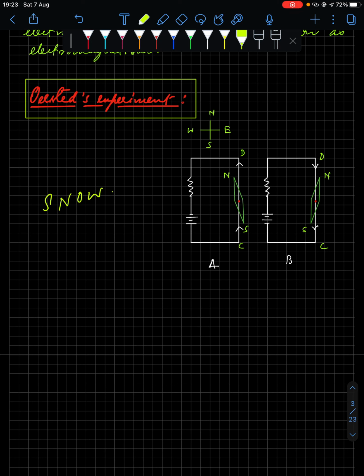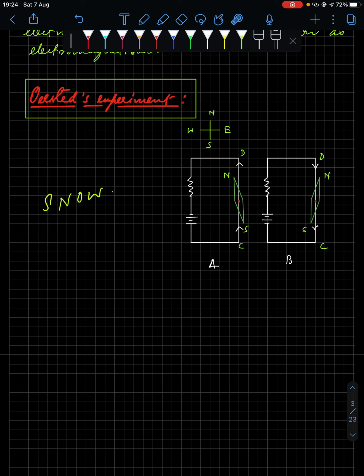All right. Now you have a rule called Snow's rule to remember this direction of deflection. Say current passes from south to north. Here it is passing from south to north, right? C to D is south to north. Then the deflection will happen along the west. So the deflection is happening along west.